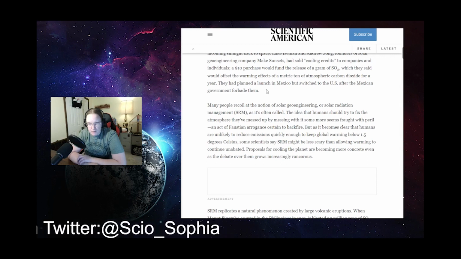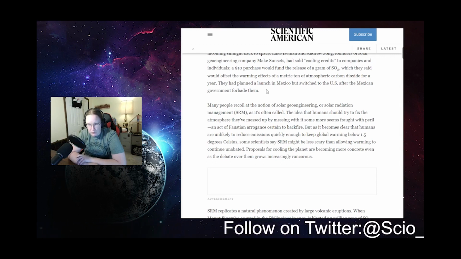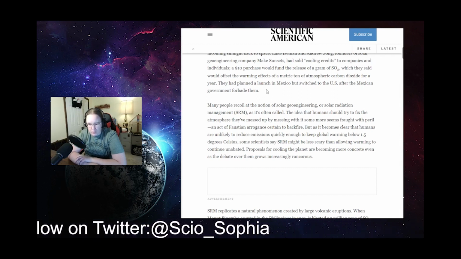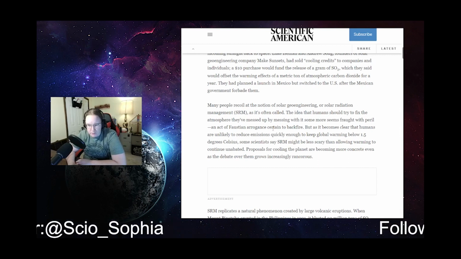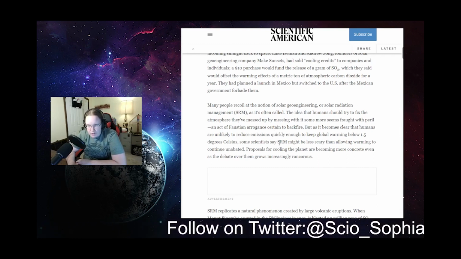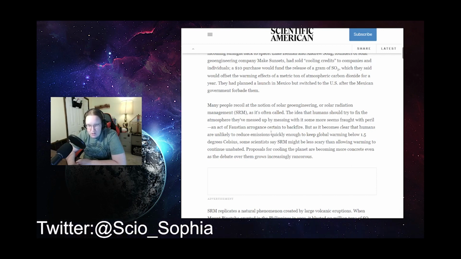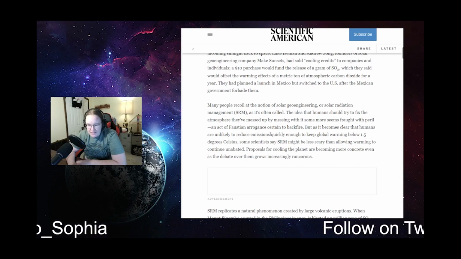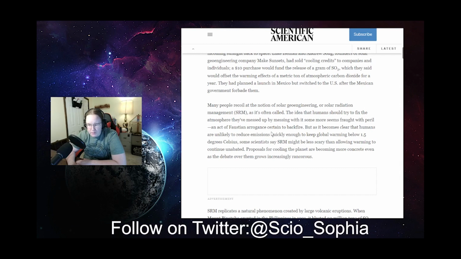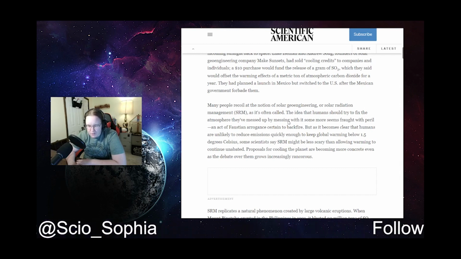The idea that humans should try to fix the atmosphere they've messed up by messing with it seems fraught with peril, an act of Faustian arrogance certain to backfire. But as it becomes clear that humans are unlikely to reduce emissions quickly enough to keep global warming below 1.5 Celsius, some scientists say SRM might be less scary than allowing warming to continue unabated. Proposals for cooling the planet are becoming more concrete even as the debate over them grows increasingly rancorous.